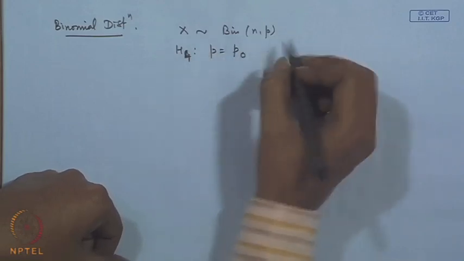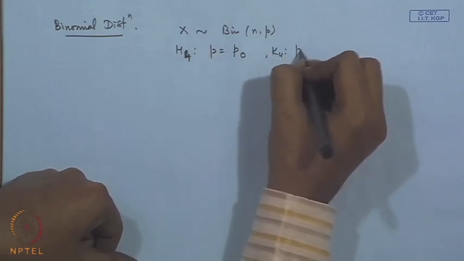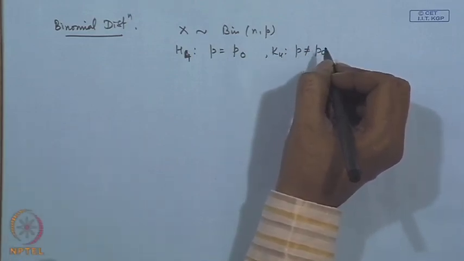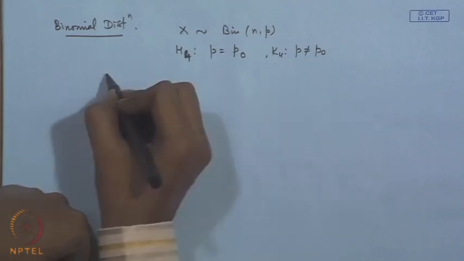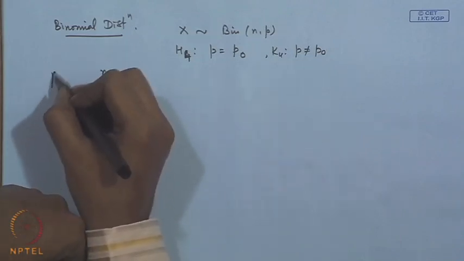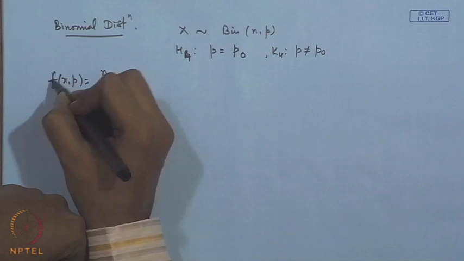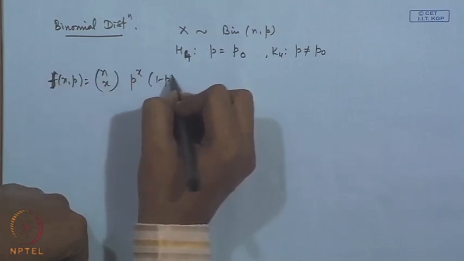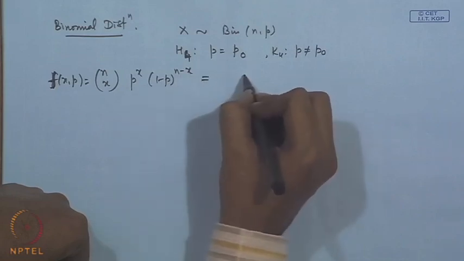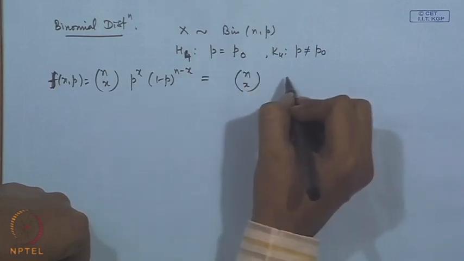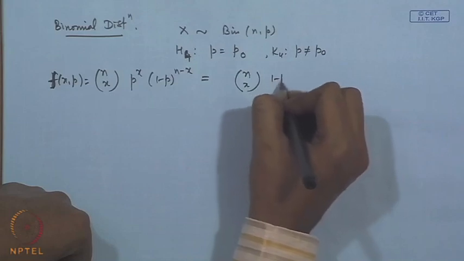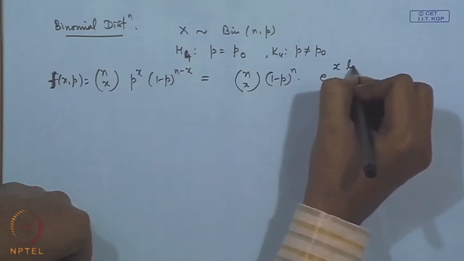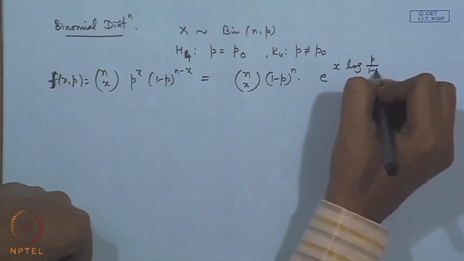So, I will use this notation H 1, H 2, H 3, H 4. Reference is clear here. The alternative is p is not equal to p naught. So, here you have the distribution function and the form of the density function: n C x p to the power x, 1 minus p to the power n minus x. If we are writing in the form of the exponential family, we are writing it as (1 minus p) to the power n, e to the power x log (p by 1 minus p).